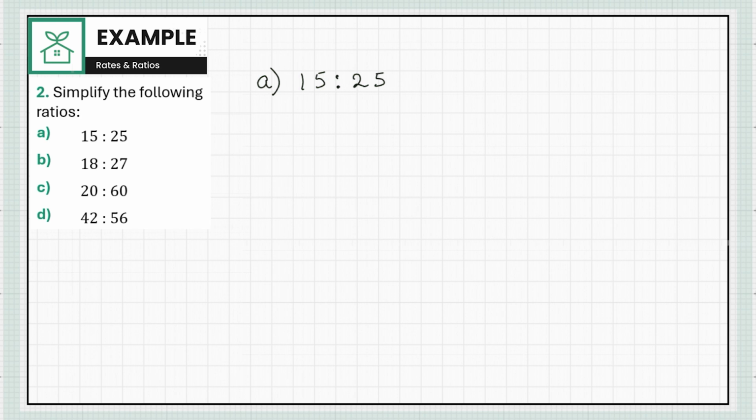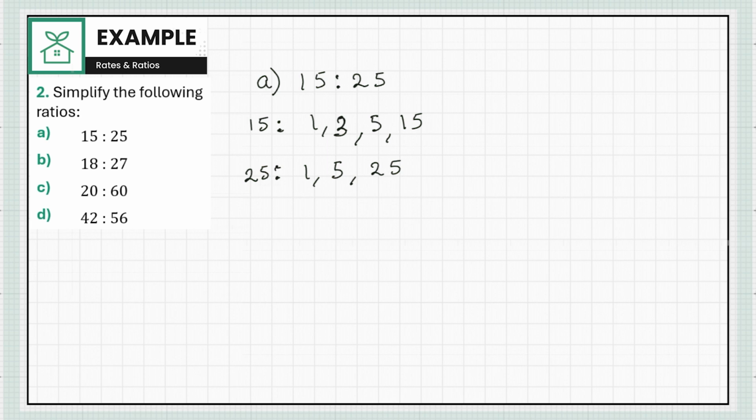Now, when we start trying to find our common factors, we can start off by listing them out. So the factors of 15 would be 1, 3, 5, and 15. So 1 times 15 would be 15, 3 times 5 would be 15, 5 times 3 would be 15, and 15 times 1 would be 15. So those are our factors of 15. If we look for our factors of 25, we obviously have 1, 5, and 25.